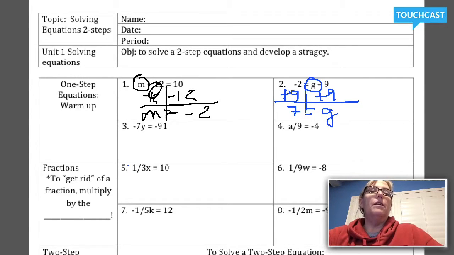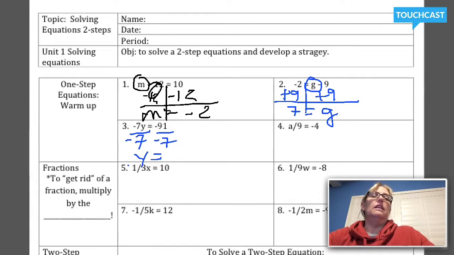To undo the multiplying, we divide. So I'm going to divide both sides by negative 7, and I use negative 7 because I need my answer to be positive. Negative 7 divided by negative 7 becomes positive 1, and that's my goal. Then negative 91 divided by negative 7 is 13. I did this with a calculator earlier. Negative divided by a negative is positive, and that's a 13.